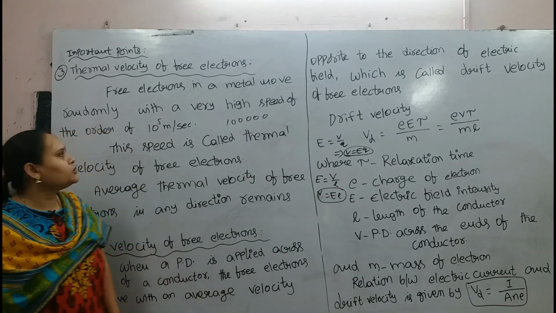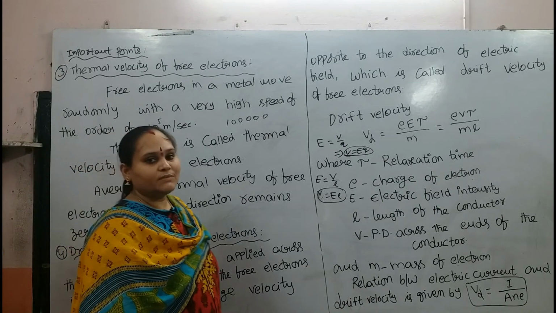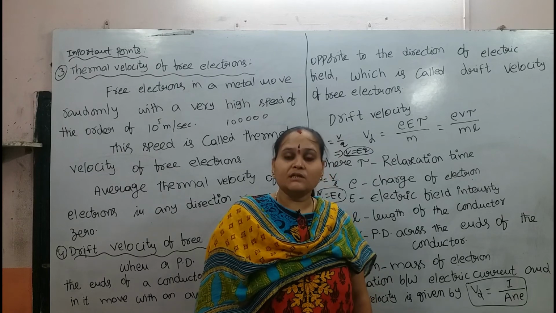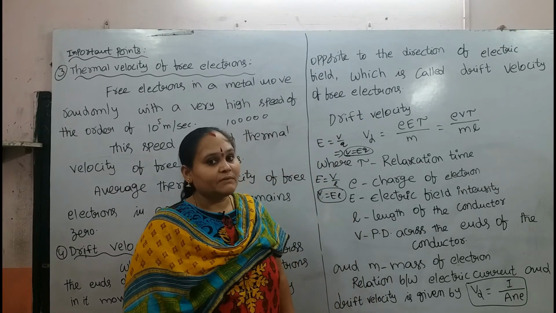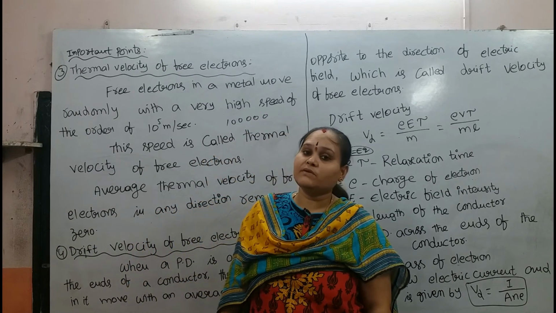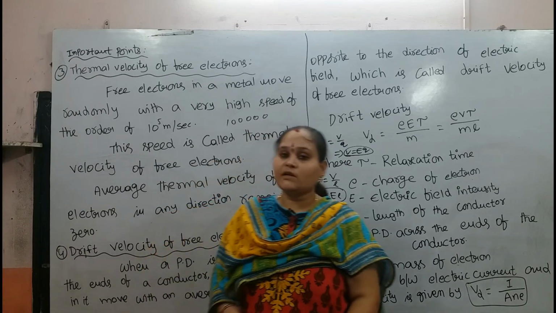And the next topic is the thermal velocity of the free electrons. In matter, some free electrons are moving at very high speed, with a velocity of 10 to the power of 5 meters per second. That is nothing but the thermal velocity, but the average thermal velocity is 0.